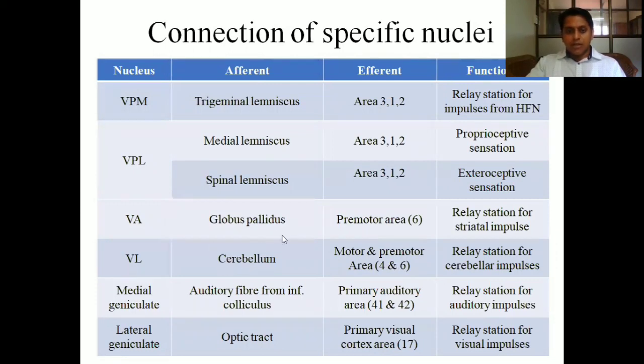So both this cerebellum and the globus pallidus are concerned with comparator actions. They compare whether the action performed is correct or not, and then the signal is sent back to the cerebral cortex. So thus they are acting as relays. The function is as a relay center for cerebellar impulses and striatal impulses. Okay. So a few specific nuclei are left.